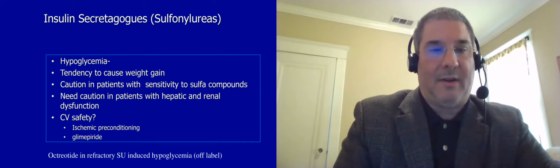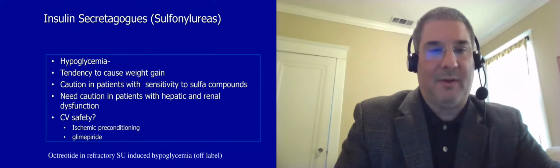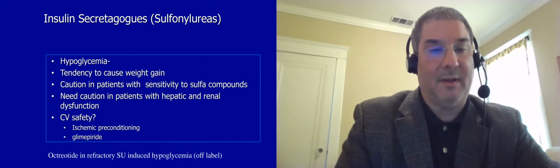In the heart, the sulfonylurea receptor is involved in something called ischemic preconditioning, which protects the heart muscle from recurrent ischemic events. And when we interfere with that with sulfonylureas, the theory is we're causing trouble. Glimepiride potentially has less of an impact on sulfonylurea-induced ischemic preconditioning.